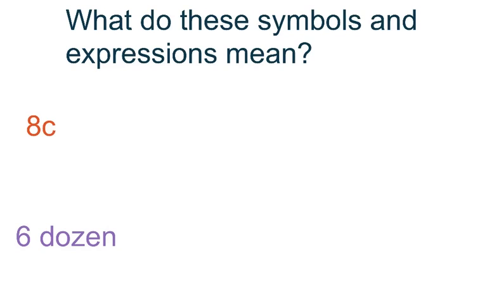Now, let's look at our last part of this video. Well, what do these symbols and expressions mean? 8C is the same thing as saying 8 times C. And sometimes I will try to use an asterisk also to represent that we're trying to multiply. So you either see it this way, or you see it this way, to indicate that this is another multiplication sign, okay?